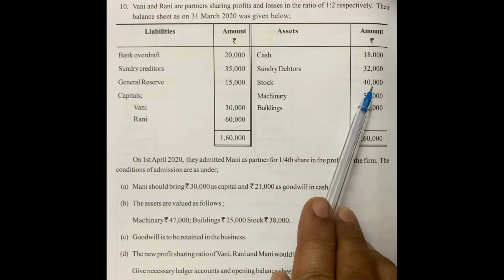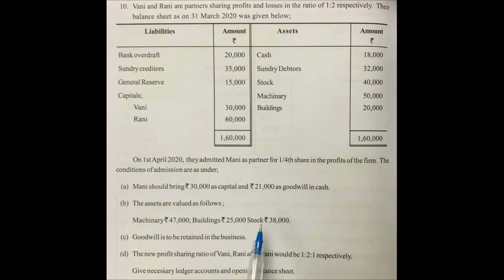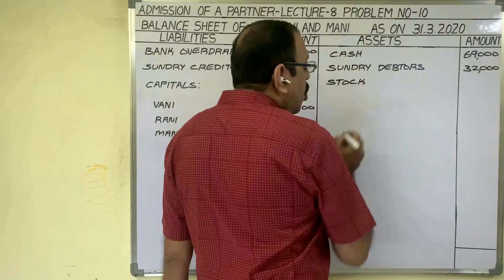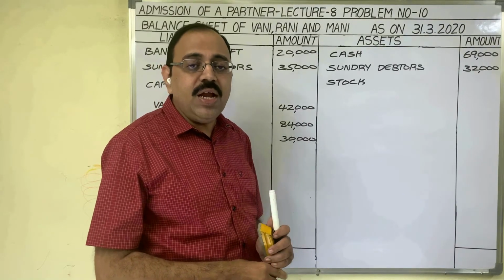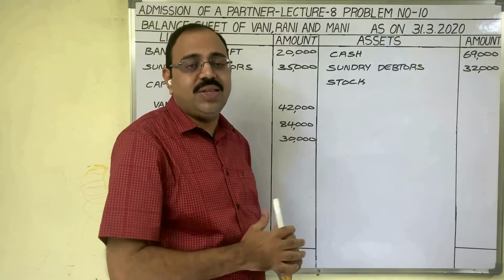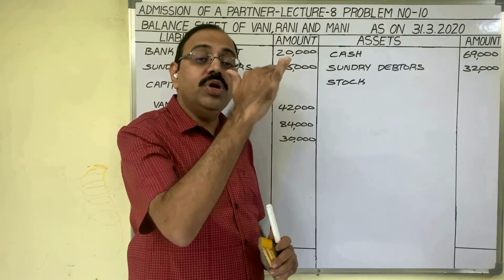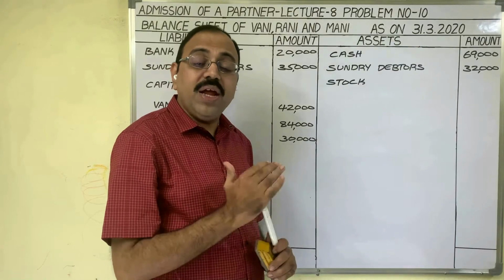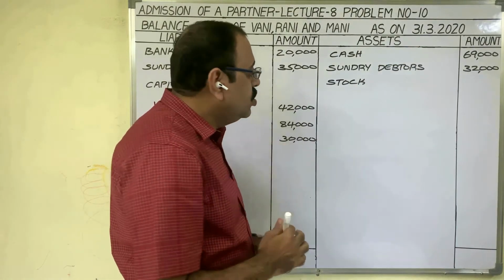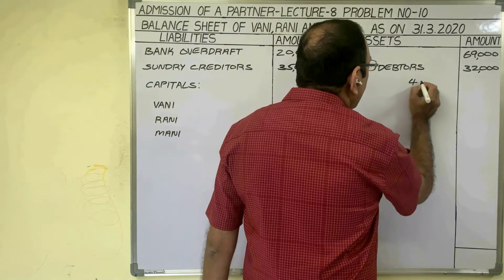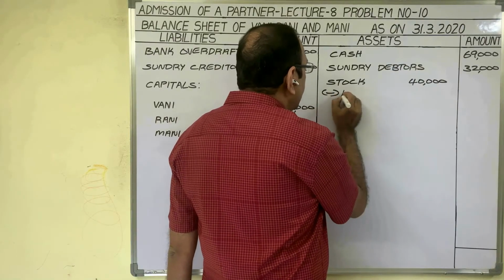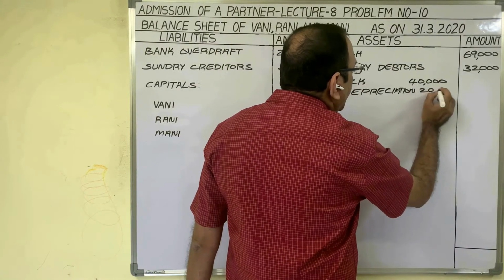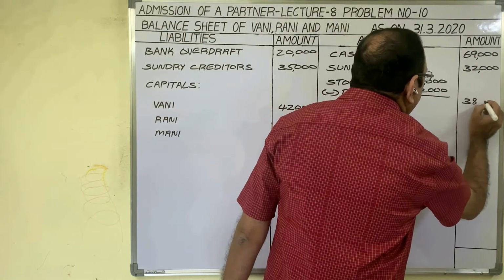Next come to stock, 40,000 rupees. Related to stock, there is one adjustment. The adjustment gives that the market price of stock is 38,000 rupees. The old balance sheet value is 40,000 rupees, so the stock value is reduced by 2,000 rupees. Market values only we show in the new balance sheet. So in the inner column, show the old balance sheet value 40,000 rupees minus depreciation 2,000 rupees. Market value in the outer column, 38,000 rupees.